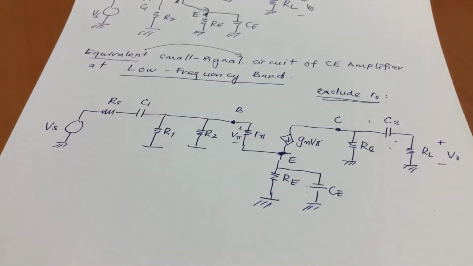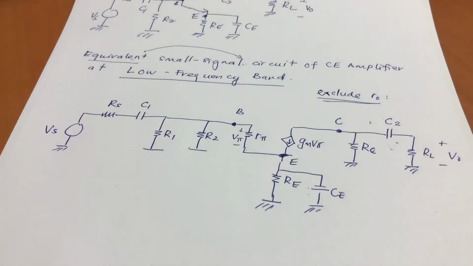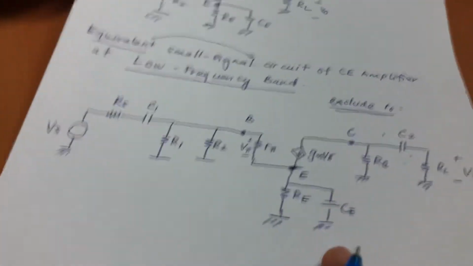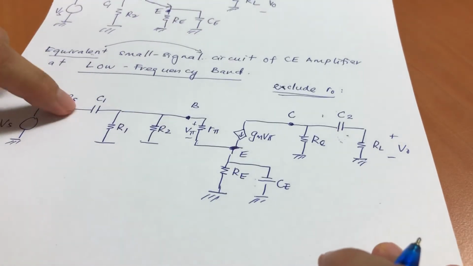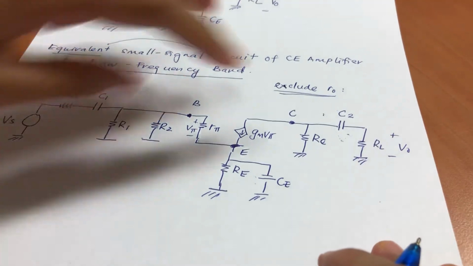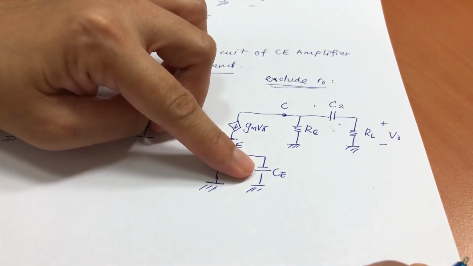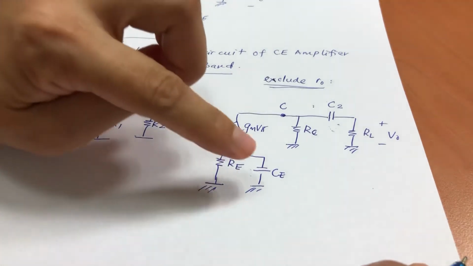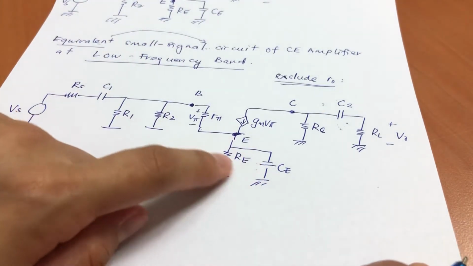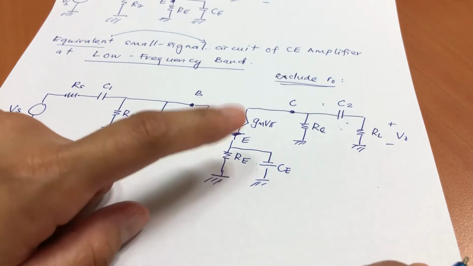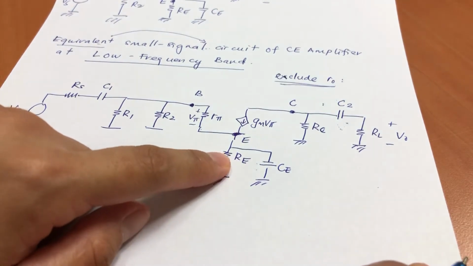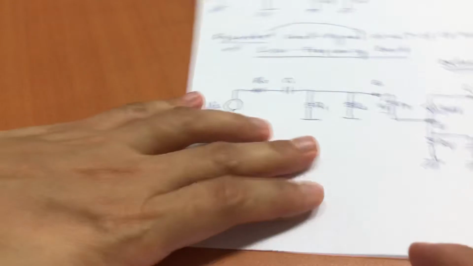Now, in order for us to find the low cutoff frequency, we consider this circuit with C1 only. Why we do this with C2 and CE is because we are going to short them. What happens if we short CE? Do we have to consider RE? No, we don't consider RE anymore. So when it's shorted, this is the equivalent circuit.